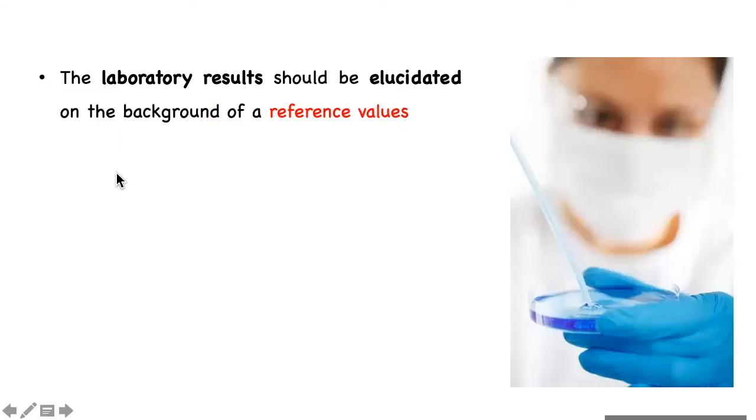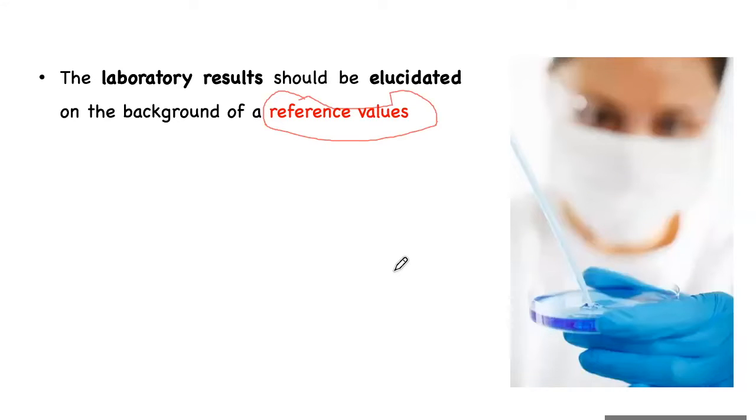So the laboratory result should be elucidated against the background of the reference value. In the case of all laboratory tests, there are reference values. There are some standard values, and based on these standard values, you can identify whether the patient is normal or suffering from certain kinds of disorders. If the readings are abnormal, that clearly indicates that the patient may suffer from a certain kind of disorder. If you look at the diagnostic test report, there is a separate column where they mention the reference value, or they call it the normal value.